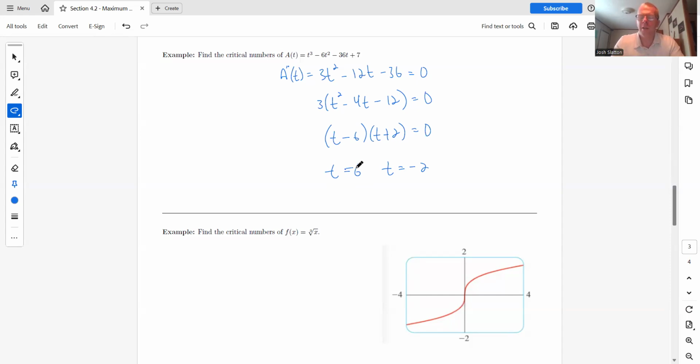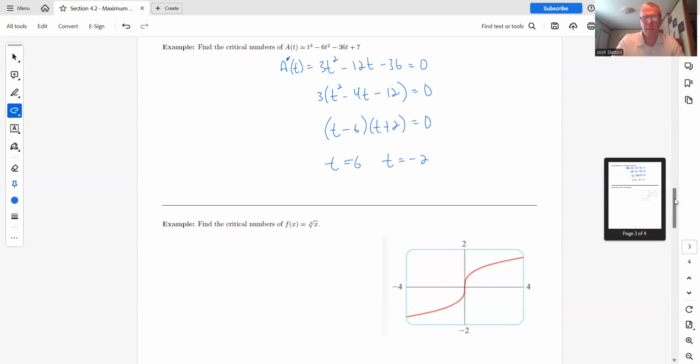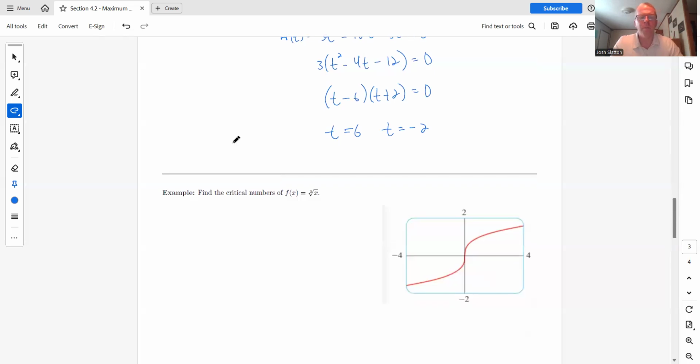Okay, that's really all you're going to do. A lot of things we're going to do in chapter 4 involves taking the derivative, setting it equal to 0, and this is the first derivative. It's not the second derivative. Not doing second derivatives here. All right. Next example. Find the critical numbers.